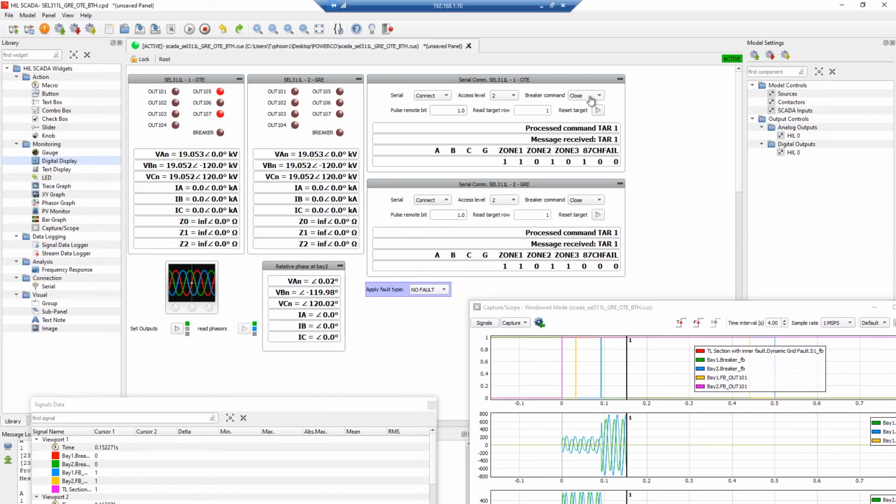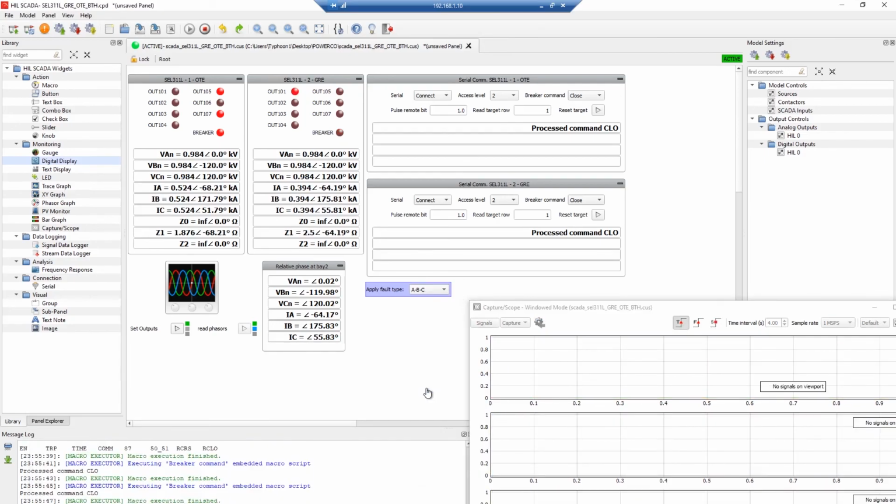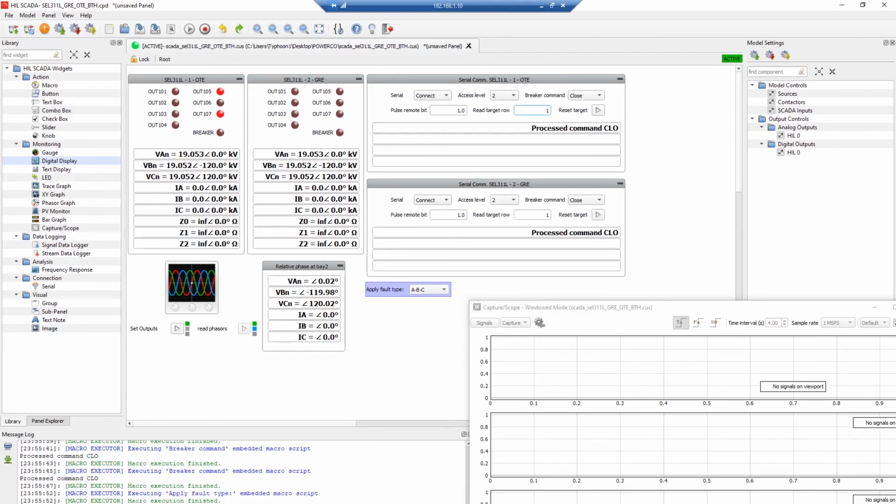Clear the fault, reset the targets, give command to close, and set the trigger and the last fault for this scenario. Okay.